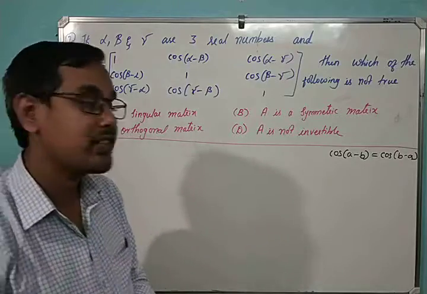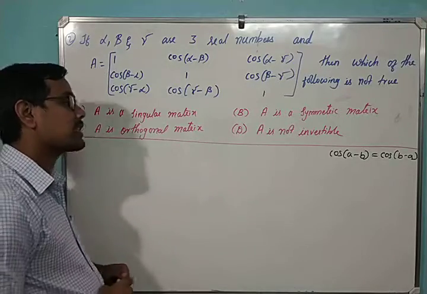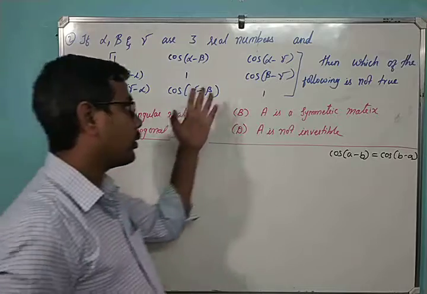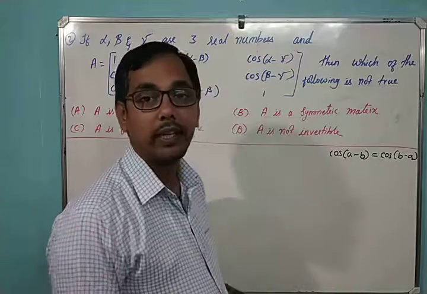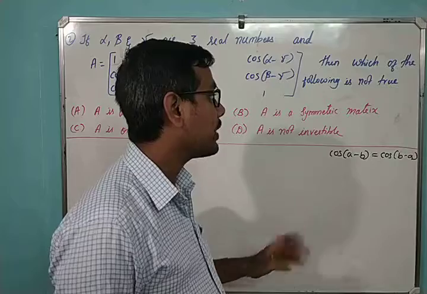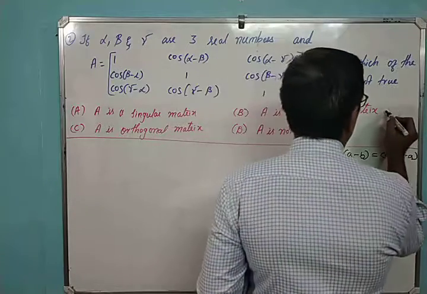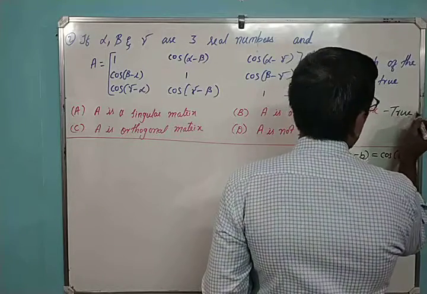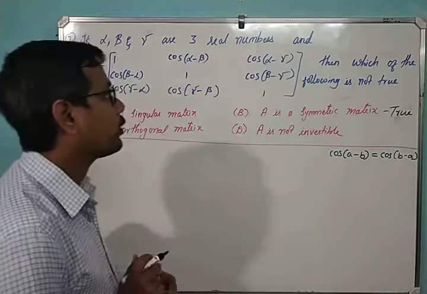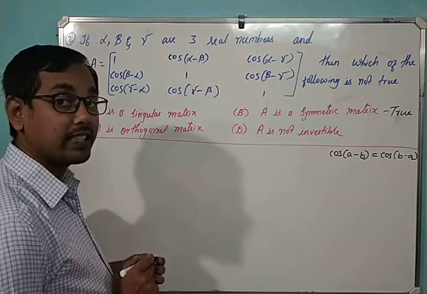Aij will be equal to Aji, so it is definitely a symmetric matrix. So this A is a symmetric matrix. That is, option B is true. There is no need to calculate that one, because what they have asked is which is not true.